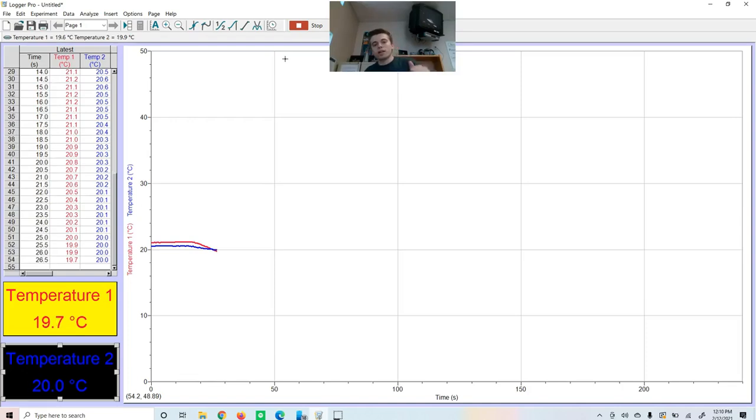We're going to watch the temperature change of these two probes. Notice how already we can see our temperature 1, which represents hexane, seems to decrease in temperature much faster than temperature 2, which is heptane.